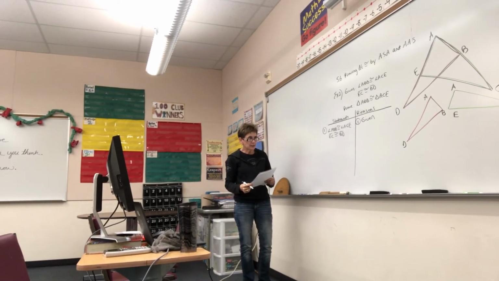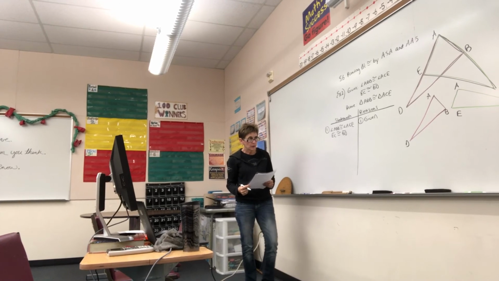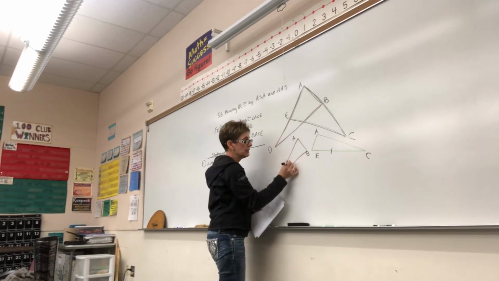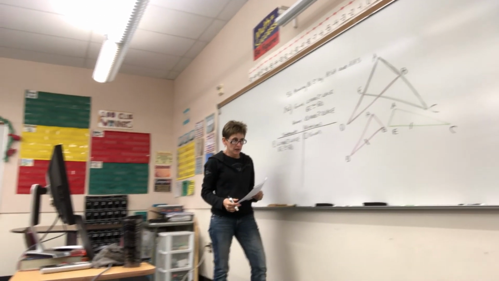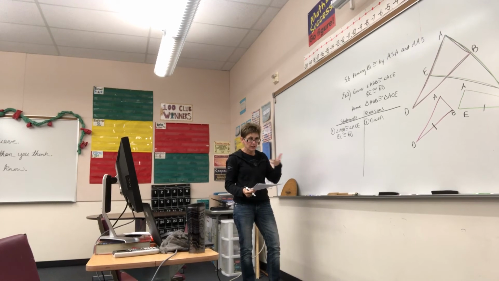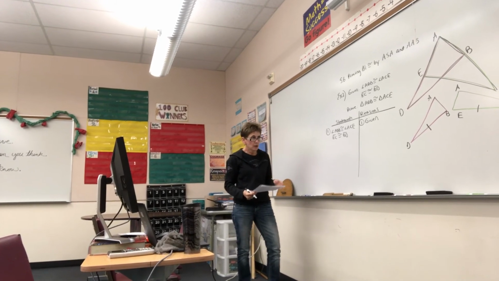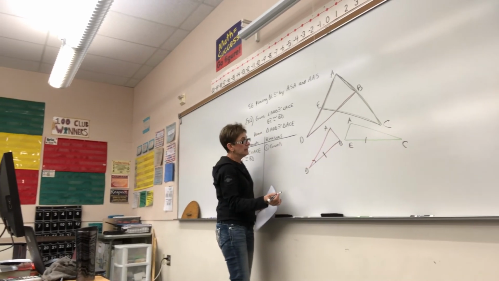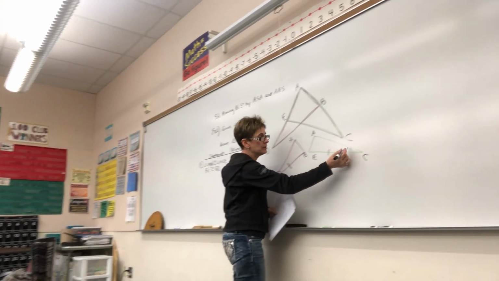Now, I'd like to mark up what we've been told. We've been told that EC is congruent to BD. And I think it's much easier to show that and see it if you've drawn the two triangles separately. We've also been given that ADB, that's this angle here, is congruent to ACE, which is this angle here.